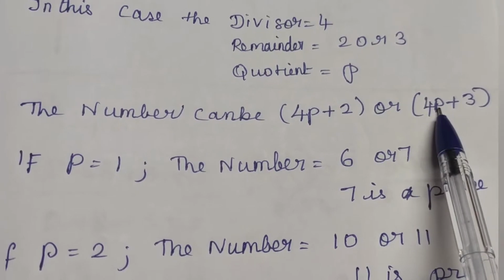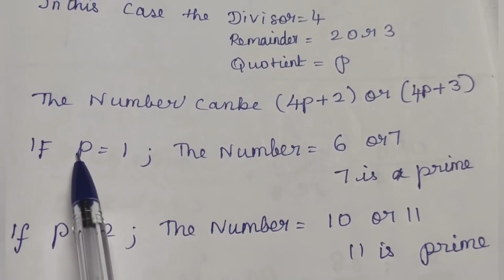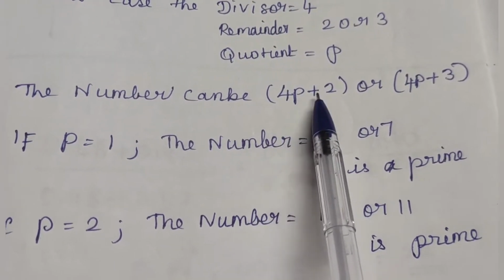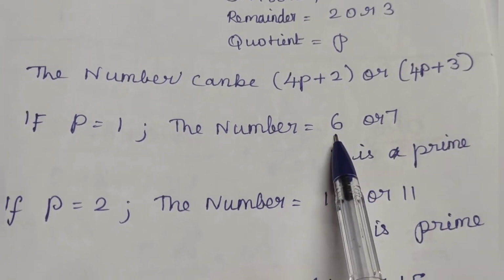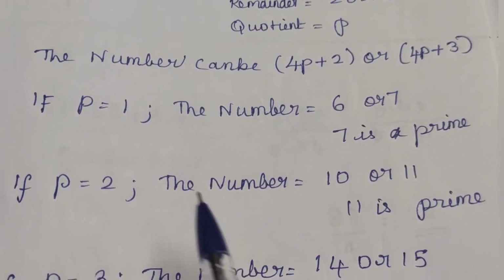This is the divisor, this is the quotient plus remainder. Suppose you take the quotient p to be 1, then the number is 4 into 1 is 4, plus 2 is 6, or 4 into 1 is 4, plus 3 is 7. The number can be 6 or 7. In this case 7 is a prime number.